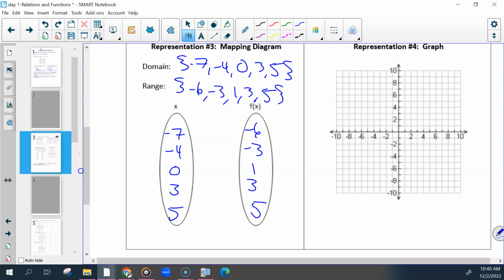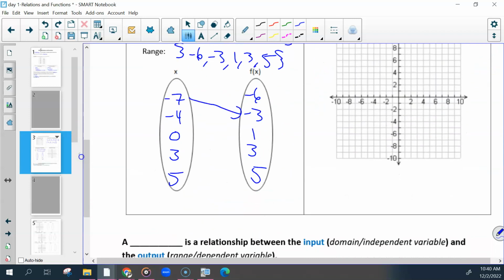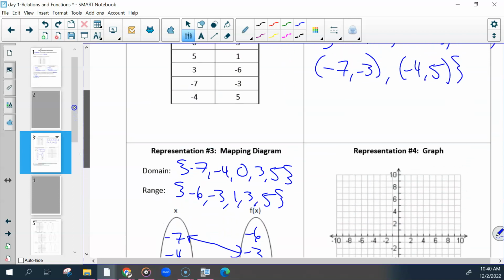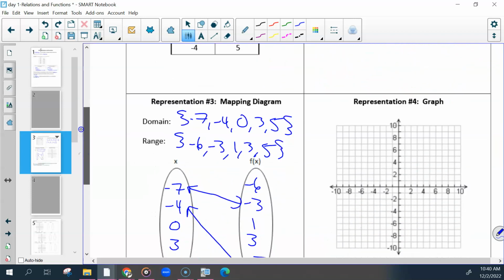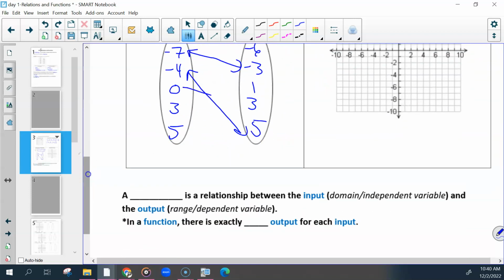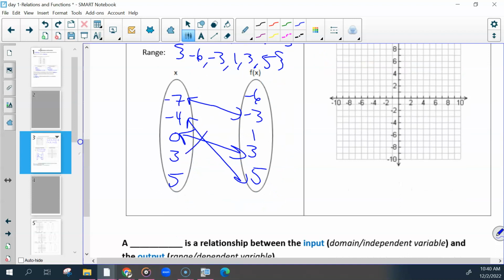And then comes the mapping part. We are going to look for whatever your x was, match it to your y, draw lines and arrows. So negative 7 was with negative 3. Negative 4 was with 5. 0 was with 3. 3 was with negative 6. And then 5 was with 1. You should have something that looks like this, that represents this x goes with this y, and so on and so forth.